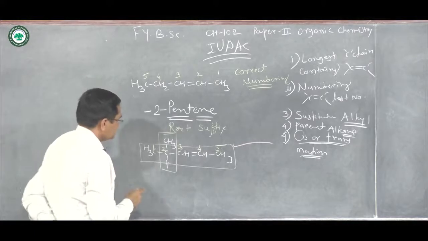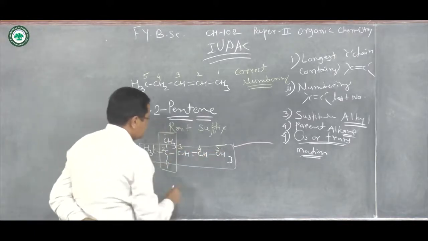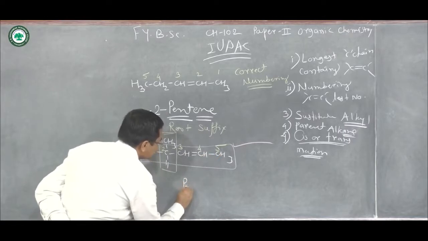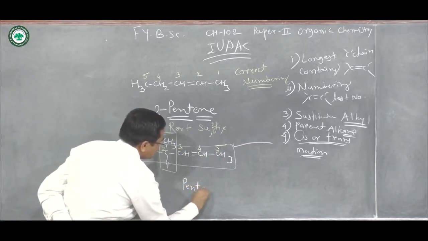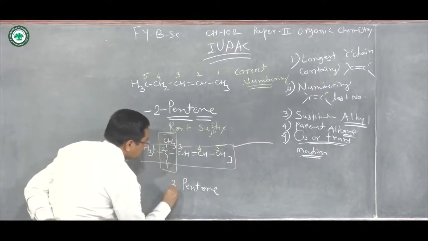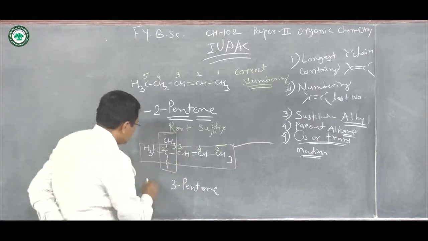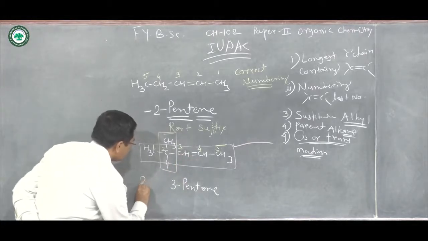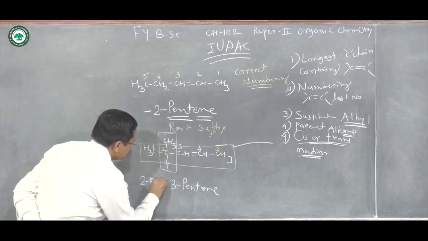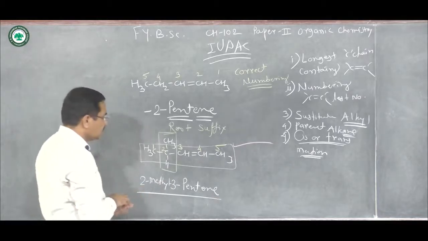So, 5 carbon atoms, so the root is pent, suffix is ene, 3 is showing the position of the carbon-carbon double bond, and we also mention the alkyl group. So this is 2-methyl-3-pentene.